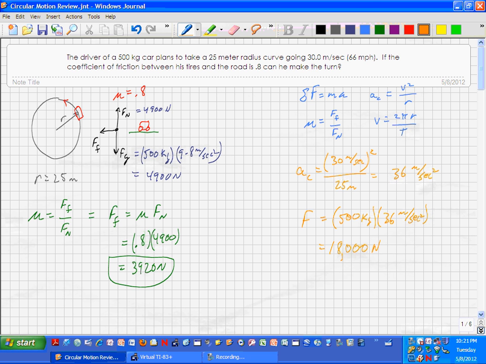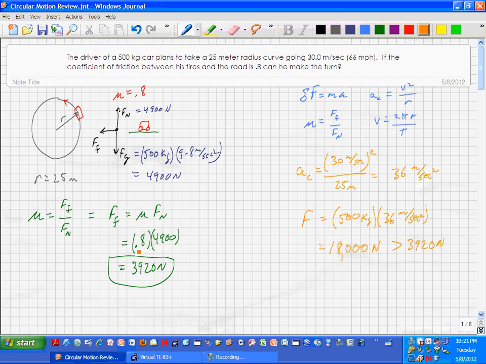He cannot make this turn. There's no way this guy makes the turn. Another way we can do this, this 18,000 is much greater than that 3,920 that is supplied by the tires, so this guy's off the road.